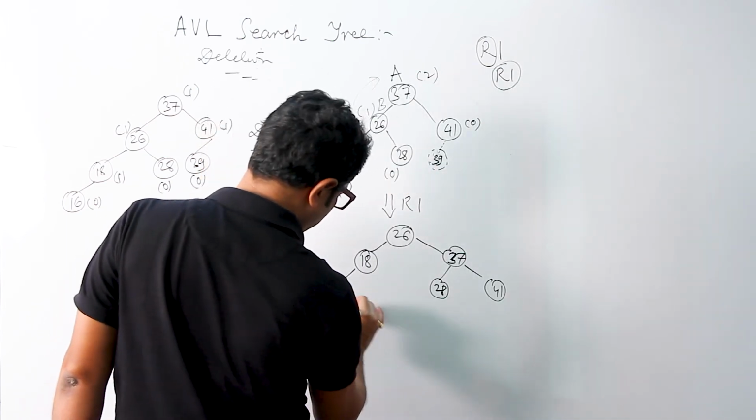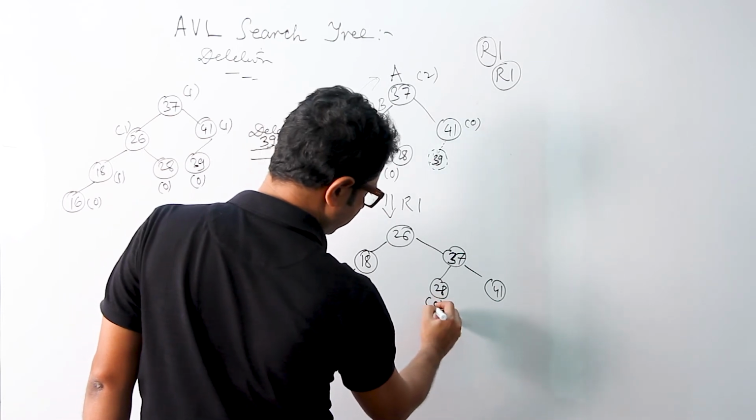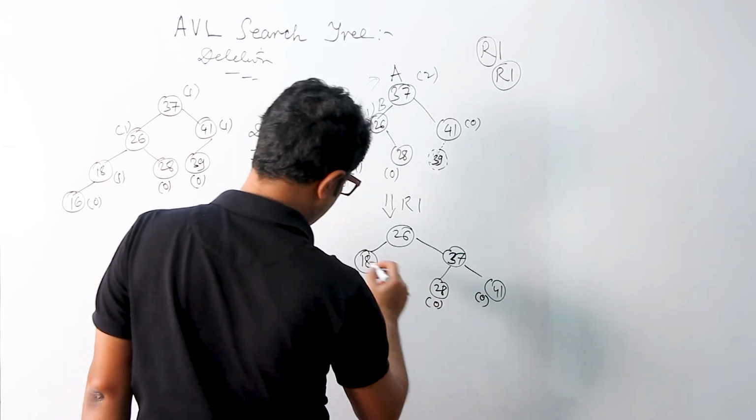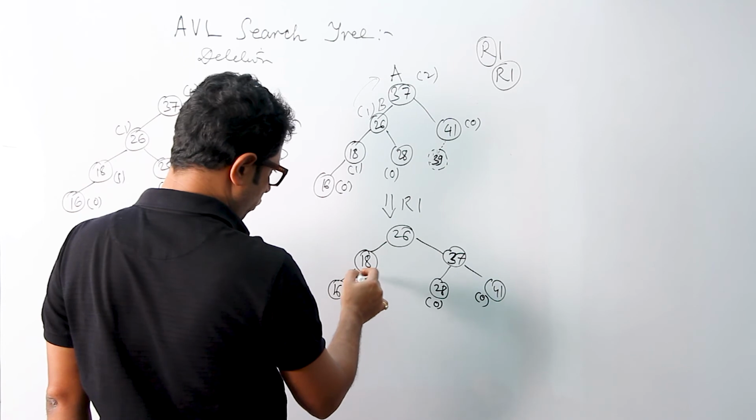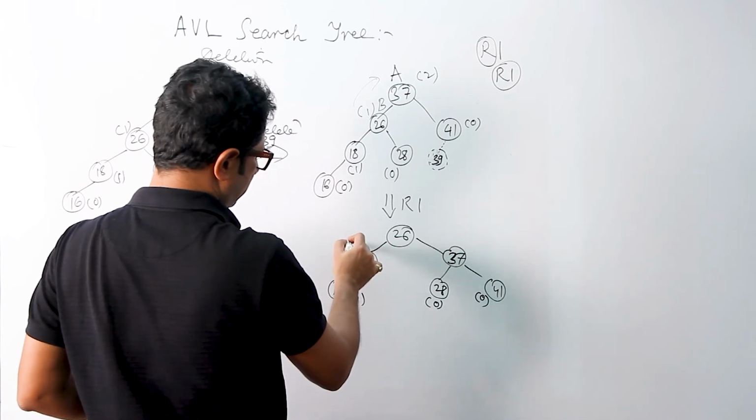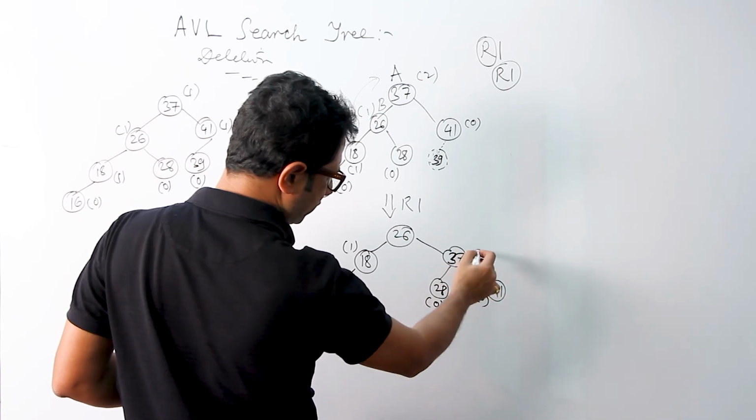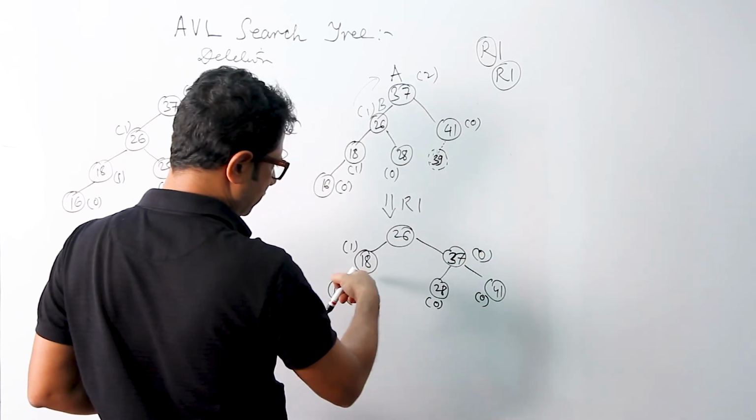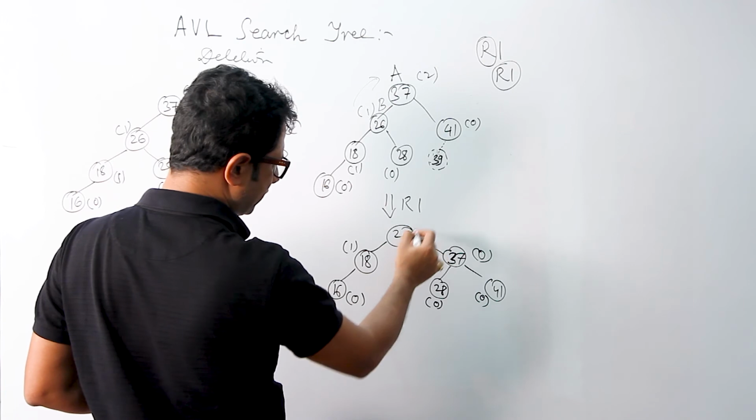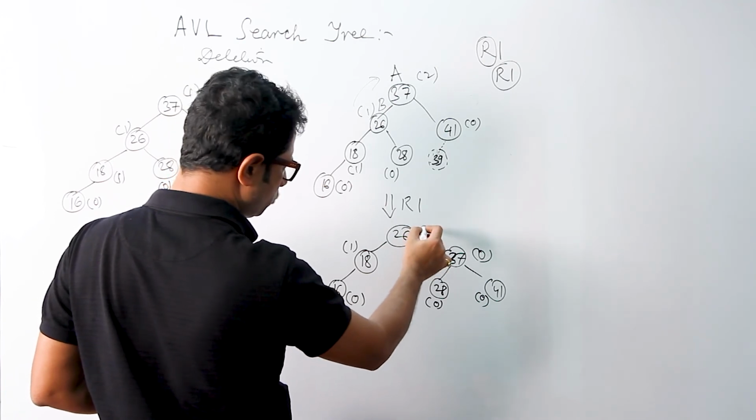So this is a leaf node, the balance factor is 0. This is a leaf node, the balance factor is 0. This is a leaf node, the balance factor is 0. This is a node which has a balance factor of 1 minus 0, that is 1. This has a balance factor of 1 minus 1, that is 0. This has a balance factor of 2 minus 2, that is 0.